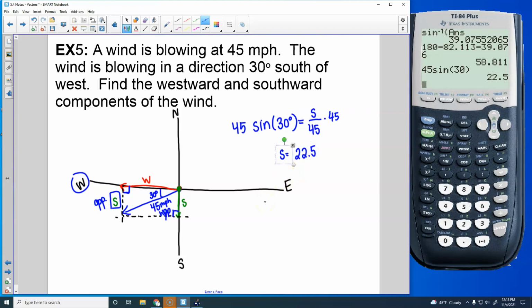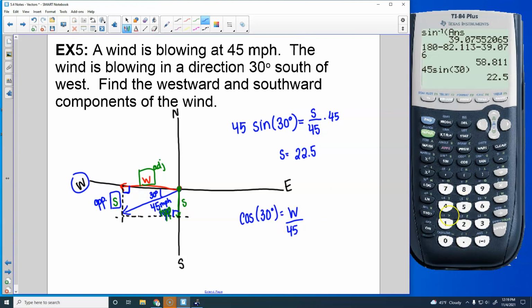If I want to find the westward component instead, since that's a right triangle, what could you use without doing any trig? We could use the Pythagorean Theorem. Or, if we wanted to do trig, if we're looking for the west side, that is our adjacent over hypotenuse. So that would be cosine. We would set it up: cosine of 30 degrees equals the west over 45.